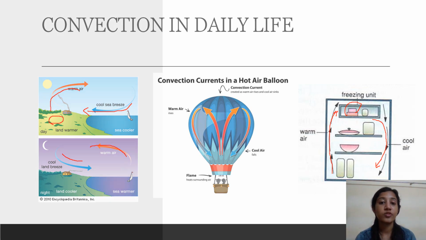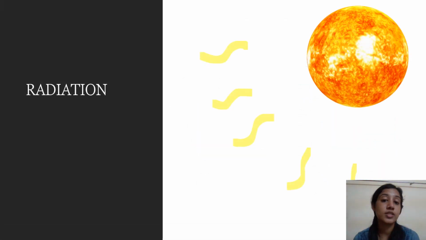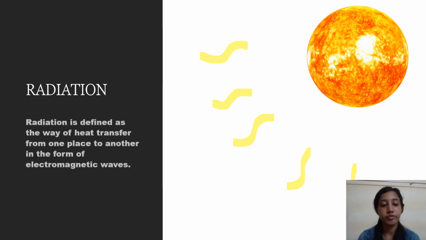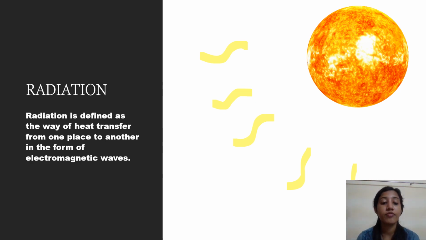Next, let us see what is radiation. Radiation is another form of heat transfer. It is defined as the way of heat transfer from one place to another in the form of electromagnetic waves. We have seen that in solids, conduction takes place, while in liquids and gases, convection takes place. But in radiation, the heat transfer occurs in the form of electromagnetic waves. So the electromagnetic waves will be transferred from one place to another, and this causes a change in heat.